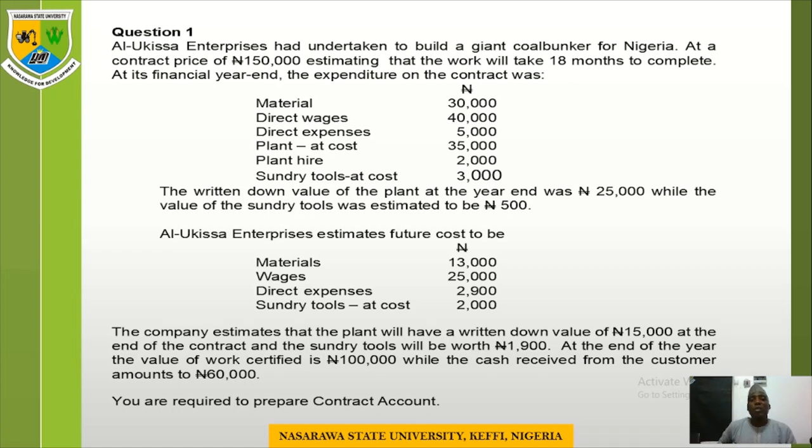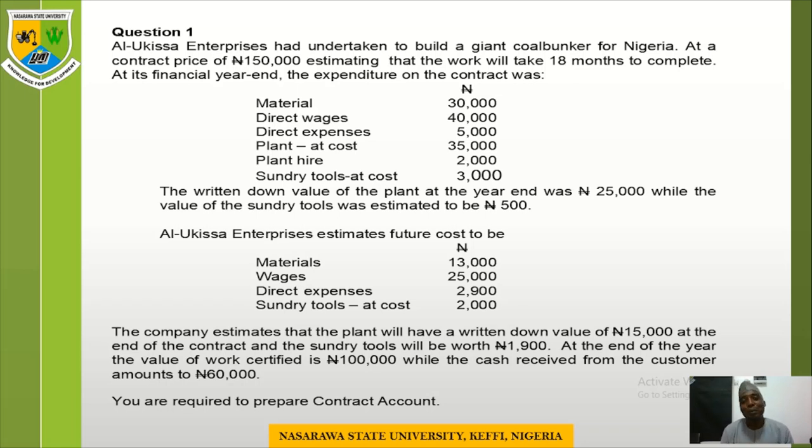Now, you first of all have to learn from the various types of contract and methods of accounting for contract that were earlier explained. Look at this case. How do you position this type of case? It's a case where a contract was given to Al Okisa Enterprise to build a giant coal bunker for Nigeria at a contract price of 150,000. This is a case of fixed contract price, and the work will take 18 months to complete. You see, this is a case of the completed contract method, isn't it?